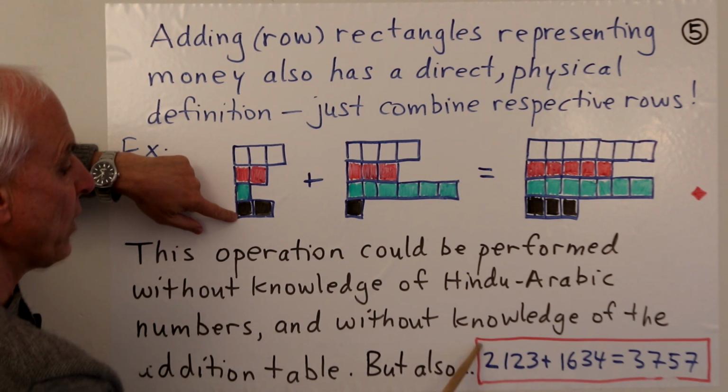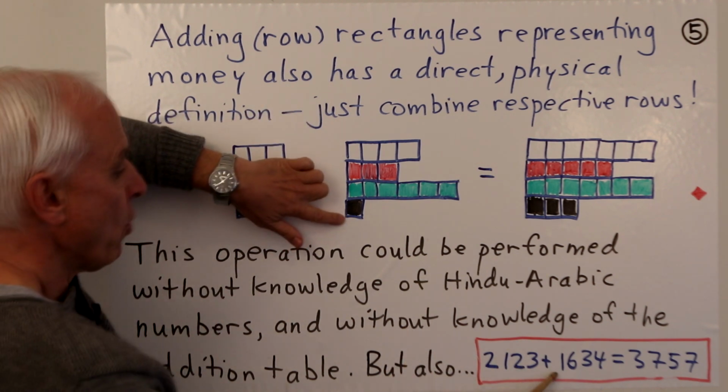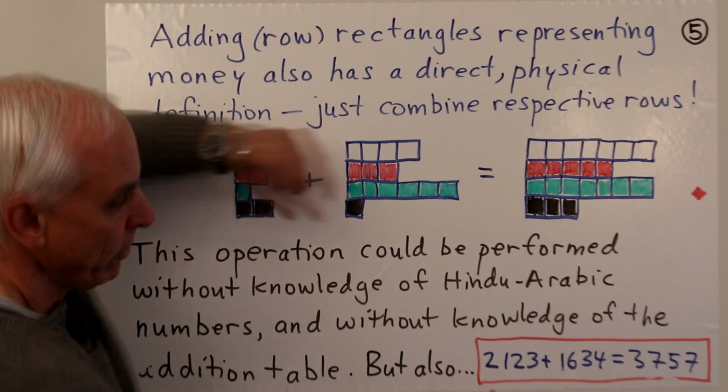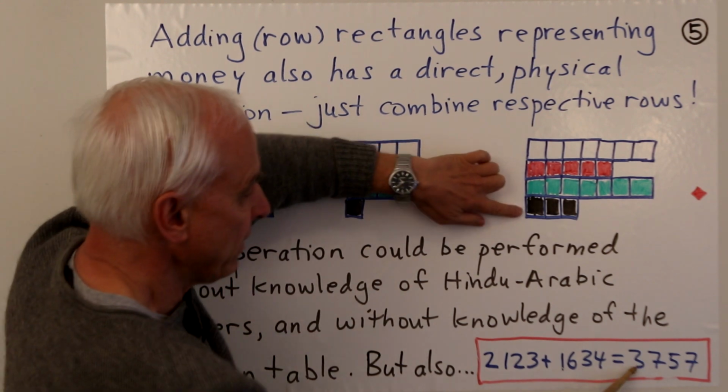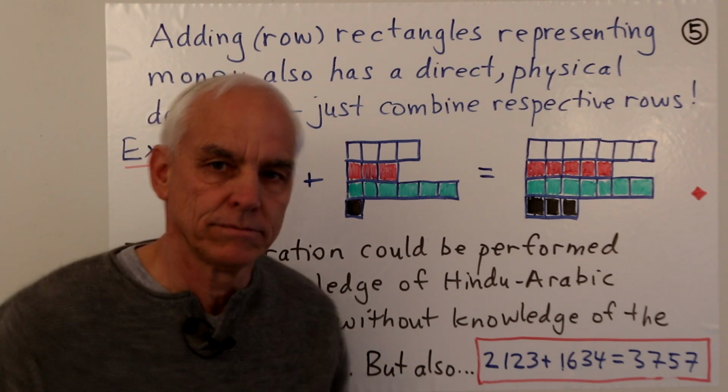So this is 2,123. And over here we have 1,634. And when we add them, we get 3,757.